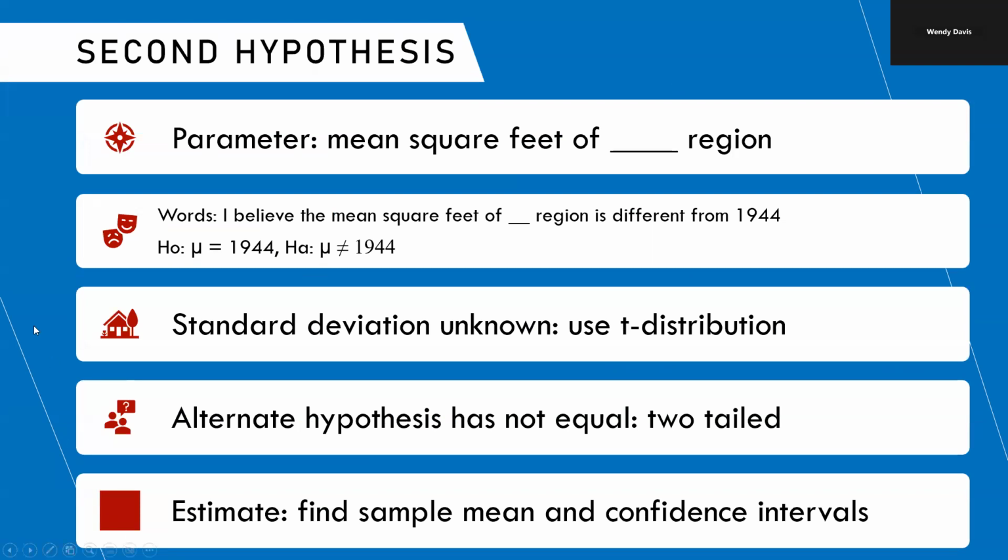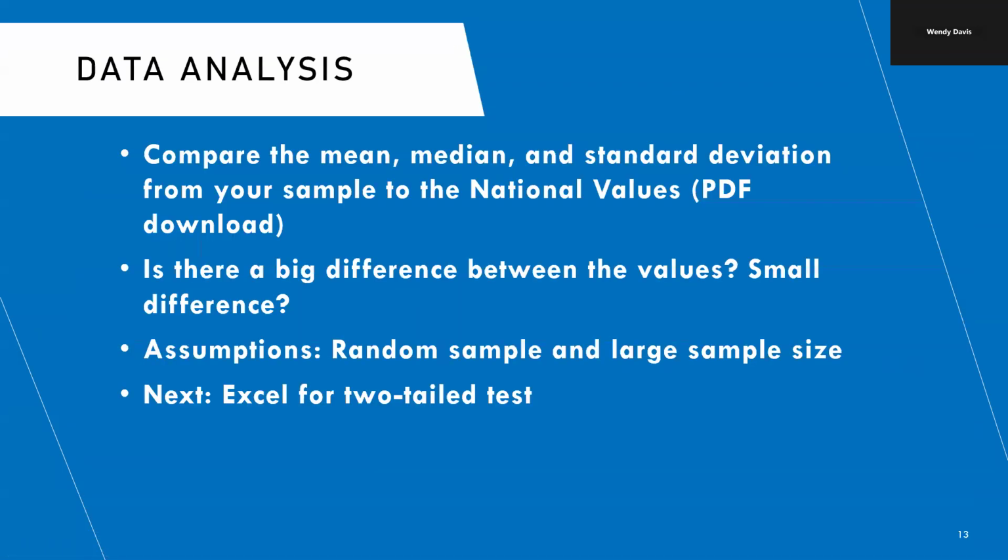Okay, our second hypothesis test, we did all our calculations. We've got our mean square feet, our H0, we're using T. Our alternate has not equal because I believe the mean is different. This right here, all of this, type all of this. This is basically exactly what you need to write up. We're going to do the same thing. We're going to make our comparisons. Our assumptions are the same. I did the Excel all at the same time for that.